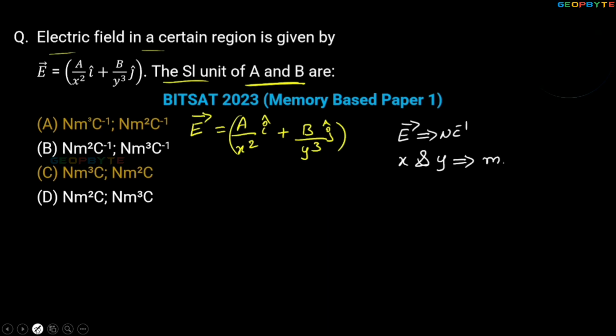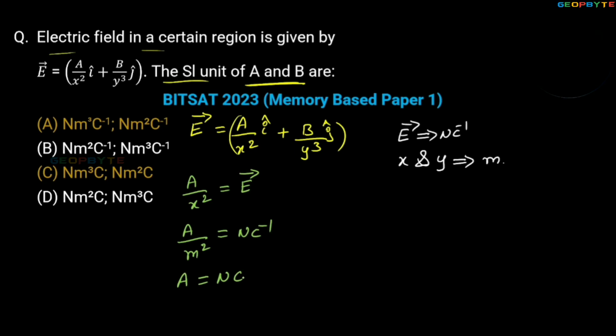Okay. Then according to dimensional homogeneity, A by x square dimension must be equal to E bar dimension, or A by x square unit must be equal to E bar unit. From this I can write that A by x is in meters. Meter square equal to N C power minus 1. Therefore, A unit is N C power minus 1 meter square, which can also be written as N m square C power minus 1. That is the A.